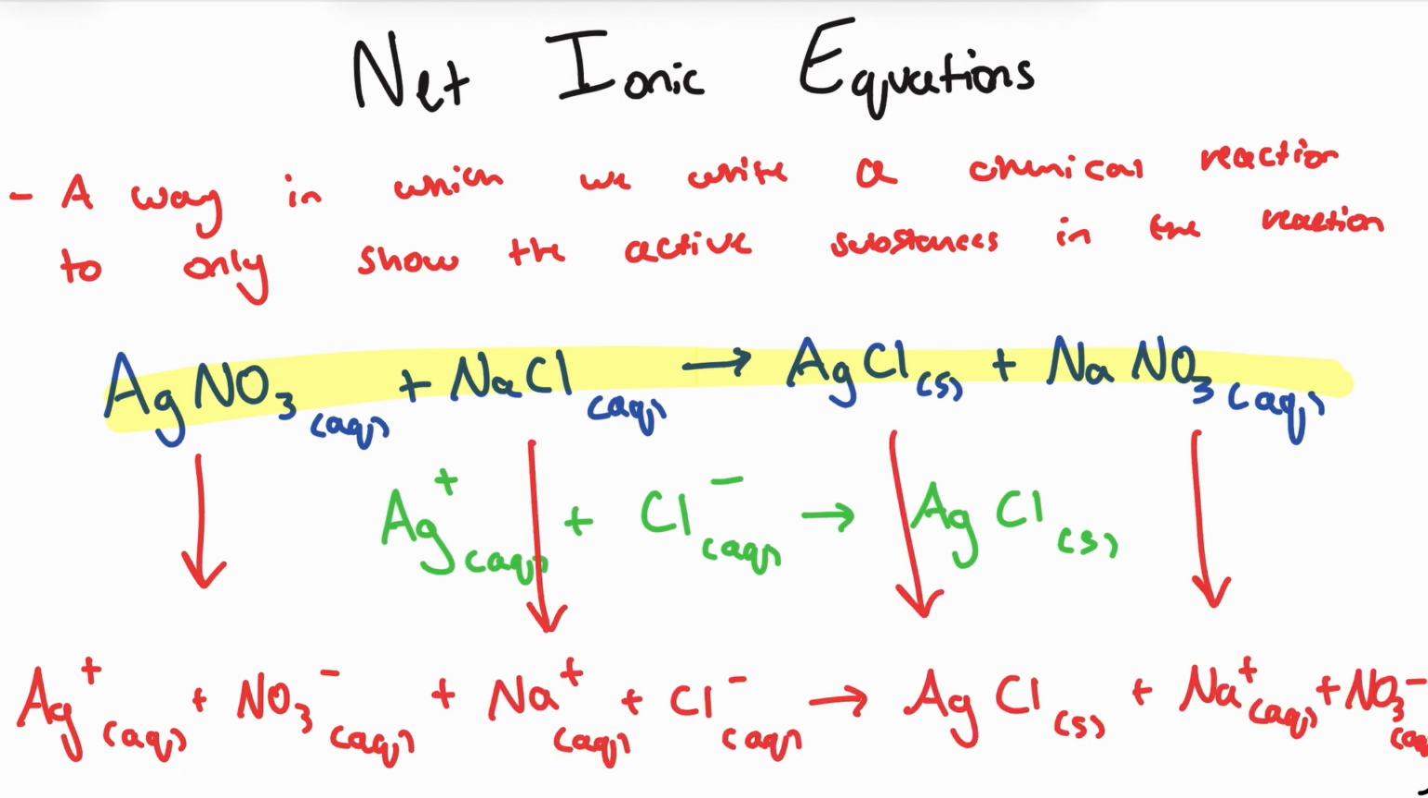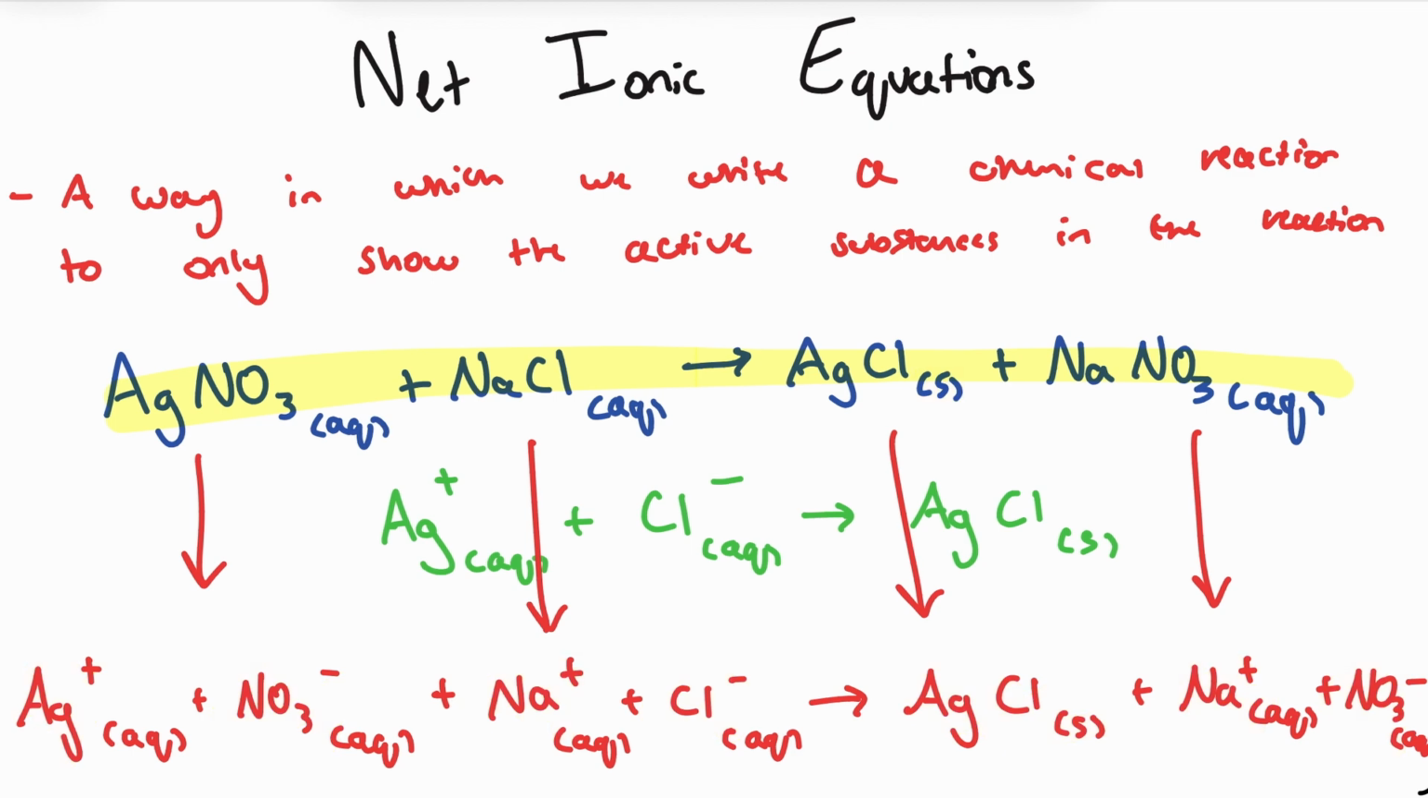Sorry if this looks confusing. Let's just break it down again. We're taking all of our soluble substances and turning them into ions. So silver nitrate will form silver ions and nitrate ions. Sodium chloride will form sodium ions and chlorine ions. Silver chloride itself is a solid, so that's just going to stay as solid silver chloride. And sodium nitrate will again form sodium ions and nitrate ions.